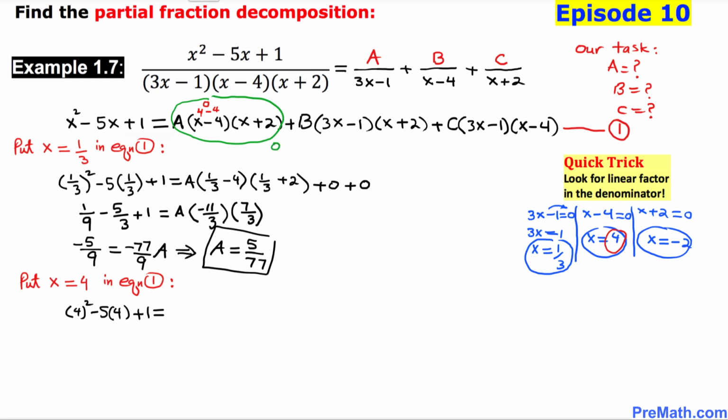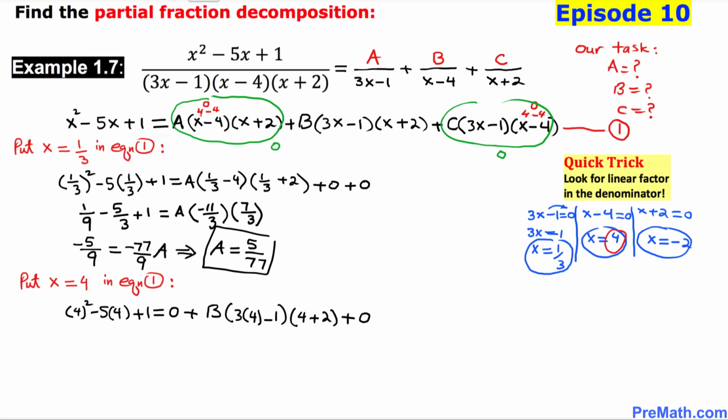All right. So I'm going to put down 0 plus, and then we got b times 3 times x, which is 4, minus 1 times 4 plus 2, and then plus. Let's once again look at this part over here. We know x is 4 this time. 4 minus 4 is going to give us 0. When we multiply 0, this whole thing is going to become 0. So I am going to put down 0 over here.